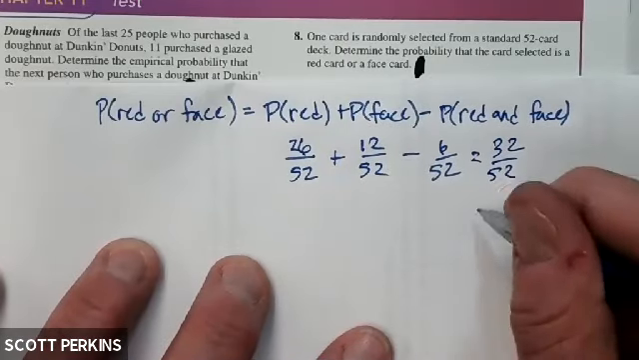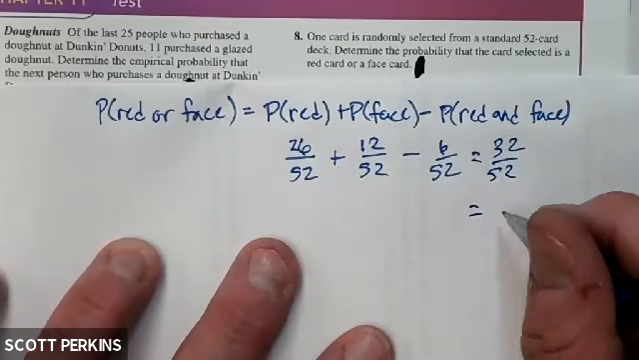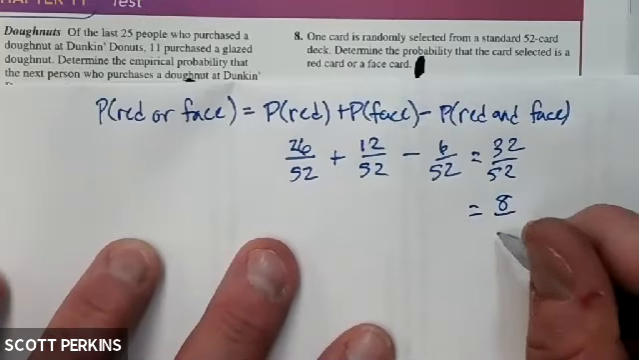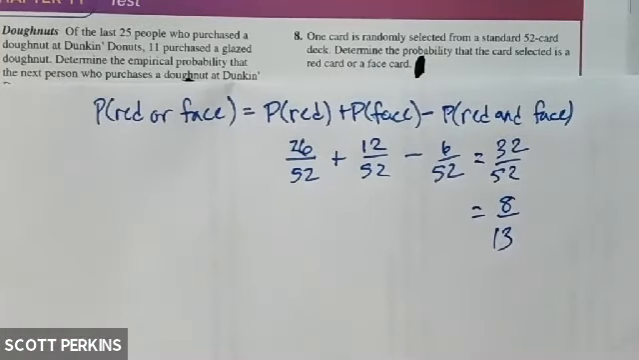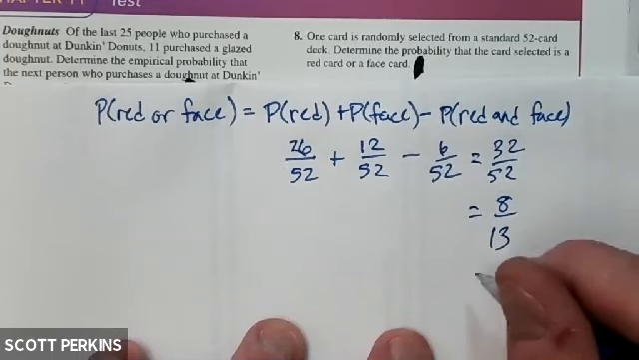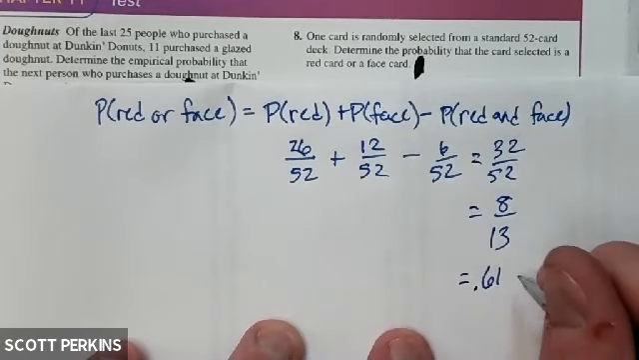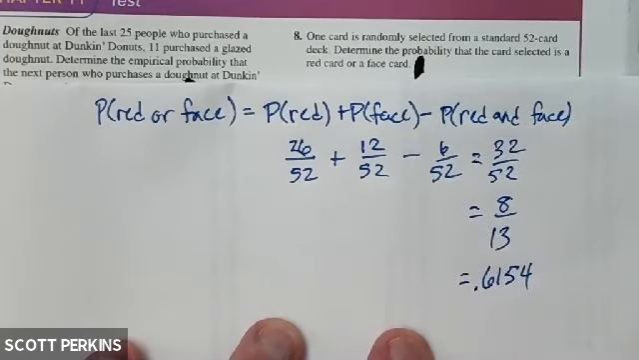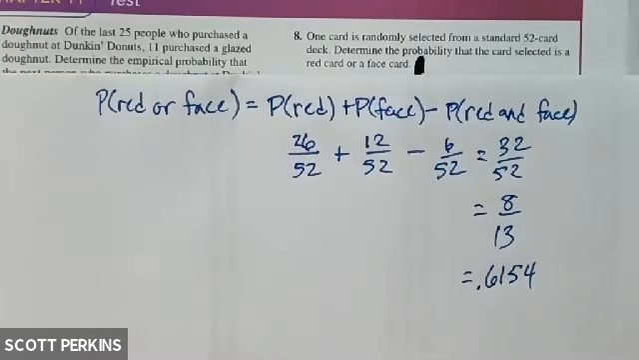If you chose to reduce this fraction, 4 goes into 32 8 times, 4 goes into 52 13 times. If you chose to give me a 4-digit decimal, then what you gave me is 8 divided by 13, and you told me that that was about 0.6154. Or about a 61.5% chance that that's going to happen.